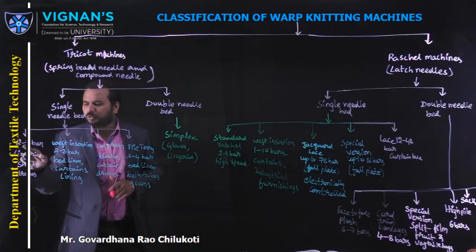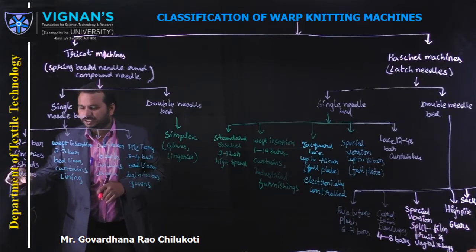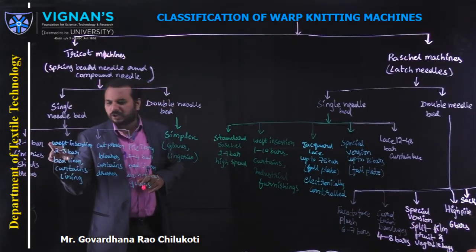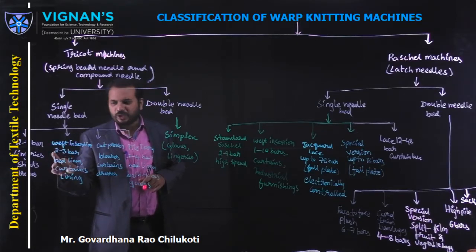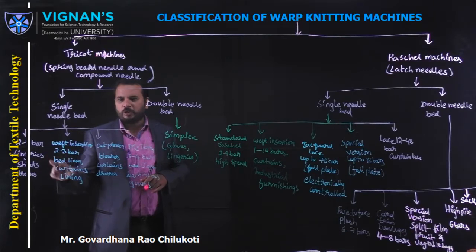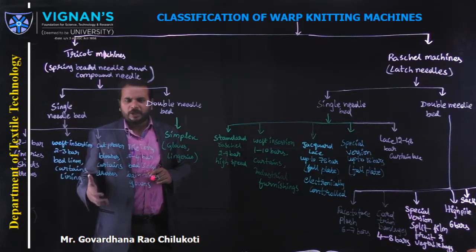So we are using 2 to 5 guide bars, so we can produce lingeries, shirts and dresses. And the second one, weft insertion, uses 2 to 3 guide bars, so we can produce bed linen cloths, curtains and linings. These are some of the applications I have mentioned in the slide. So there are many applications based on the guide bars and needle beds we are using.